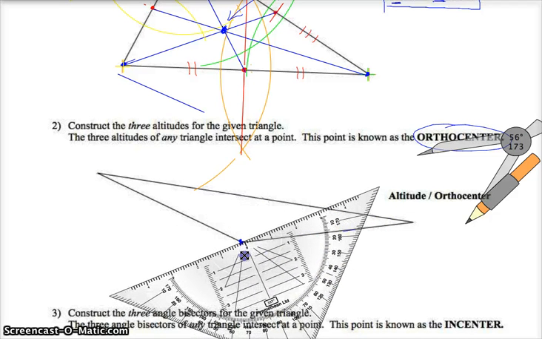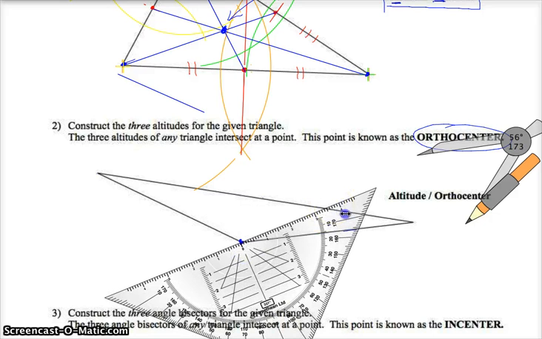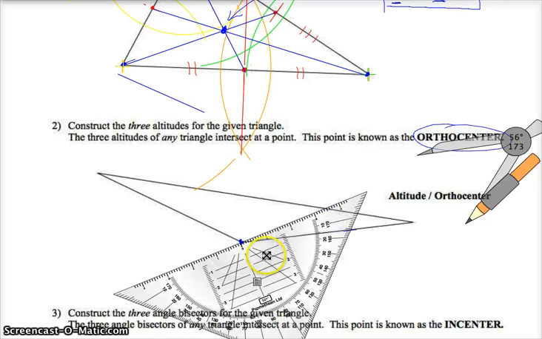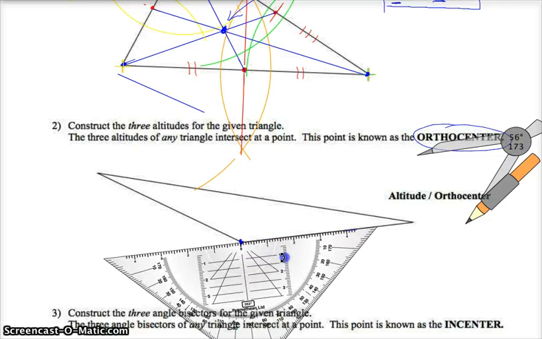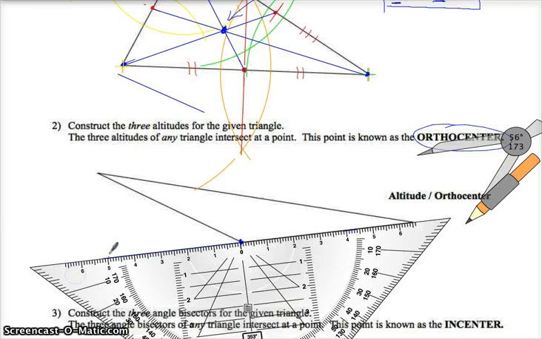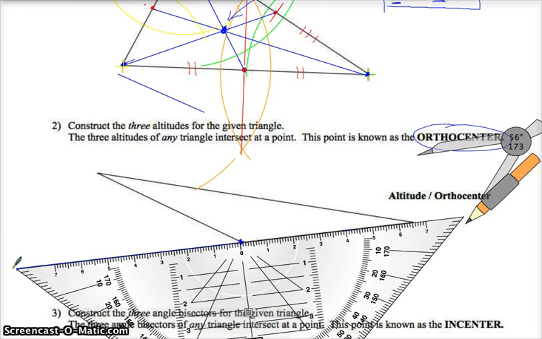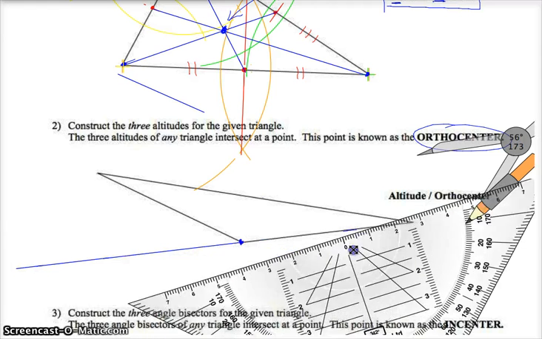So we would have to line up our ruler here, so it's matching up with the side. We'd have to extend, extend, even further it looks like. So that's one side.